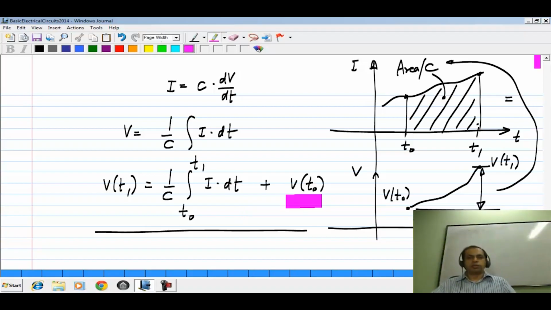This is in contrast to a resistor, whose current depends only on the voltage at that instant, or whose voltage at a given instant depends only on the current at that instant. A resistor has no memory.